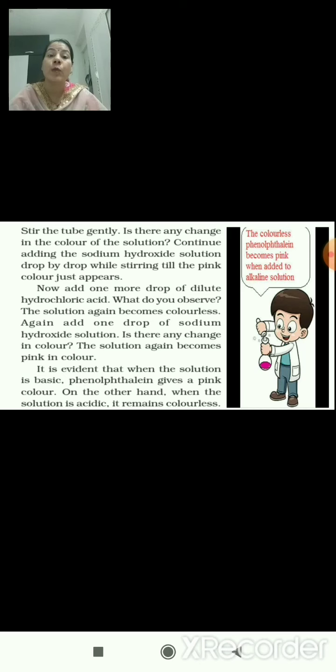Again, add one more drop of sodium hydroxide solution and again observe the changes in it. You will see that the test tube is again showing pink color. With this activity, it is evident that when the solution is basic, phenolphthalein gives a pink color. On the other hand, when the solution is acidic, it remains colorless. That means phenolphthalein provides pink color to basic solutions.